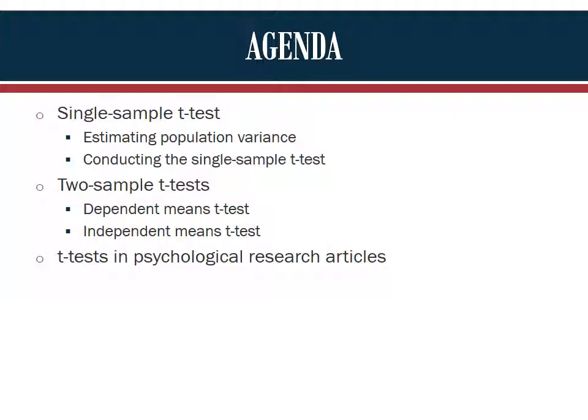All right, so the agenda for this entire topic of t-test: today we're going to start talking about the single sample t-test. We're going to talk about estimating population variance, and we'll get a little bit into conducting a single sample t-test. After spring break, we're going to pick back right up on this with the last steps of conducting the single sample t-test and doing some practicing there. Then we'll talk about 2 different kinds of 2-sample t-tests, the dependent means and independent means, and we'll wrap up this whole topic by talking about t-tests in psychological research articles. All right, so let's get started with the single sample t-test with estimating population variance.